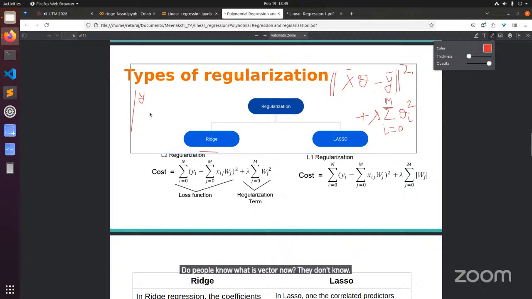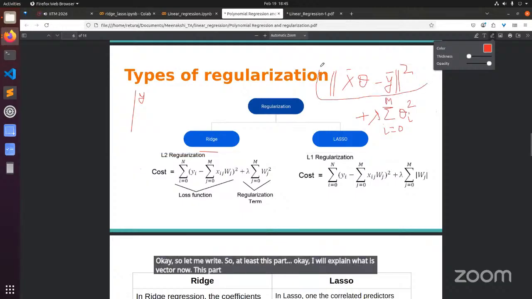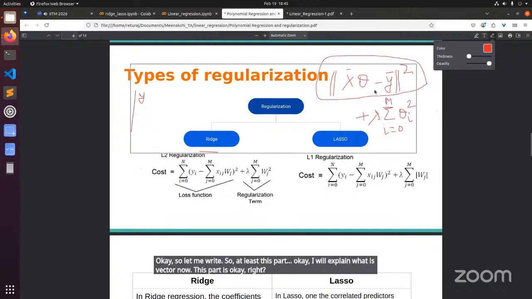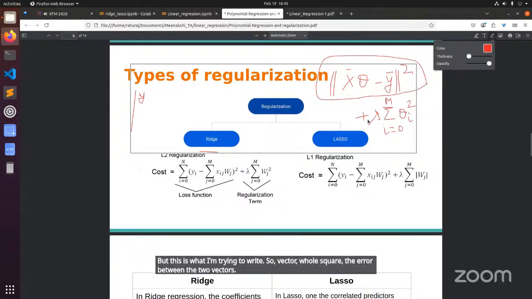They don't know. No, sir. Okay, so let me write. At least this part, I will explain what a vector norm is. This part is okay, right? There is this vector and you are trying to do the square of that vector. We will see what it means. But yes, this is what I'm trying to write. The error between the two vectors whole square, plus lambda times the summation over all the theta_i whole square. And you want to minimize this value.